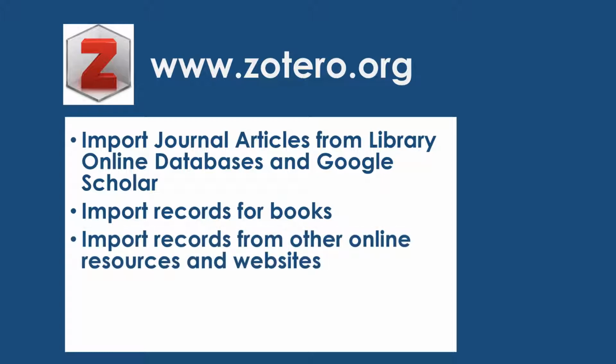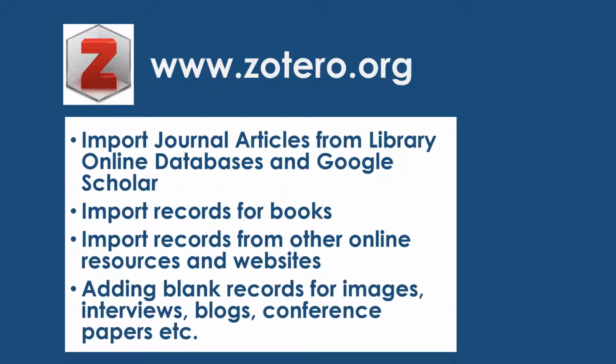There'll often be instances where you want to look at online resources. Maybe it might be an online report or a website that you want to reference. So we'll have a look at that also. And often you'll find that you will want to have blank records. So if you have an image that you want to reference, for example, or a blog that might not click in and come in automatically, you might want to create a blank record for that and fill it in manually.